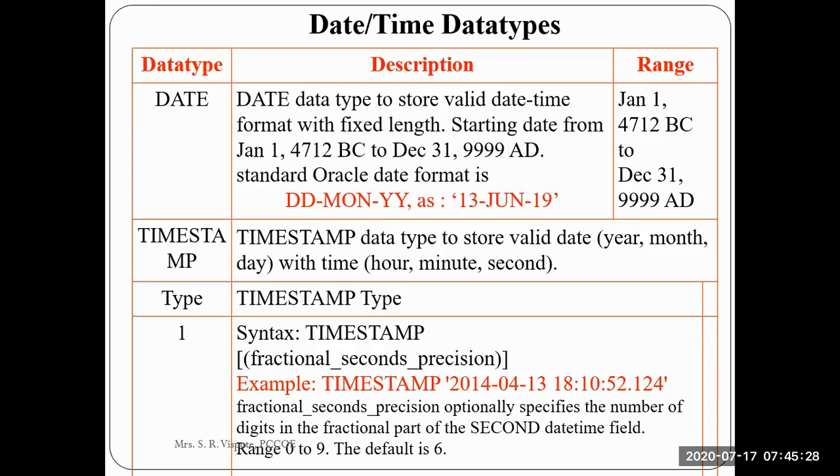Then timestamp is another date time data type to store a valid date with the year, month, and day, with time in hour, minute, and second. So here you can see the syntax of timestamp with fractional seconds and precision. Here is one example along with the date, right? Also you can mention the time in hours, minutes, and seconds. So timestamp is the spelling here for defining the date data type. Whenever we use these data types in our commands and programs, at that time definitely you will be clear with all these things.